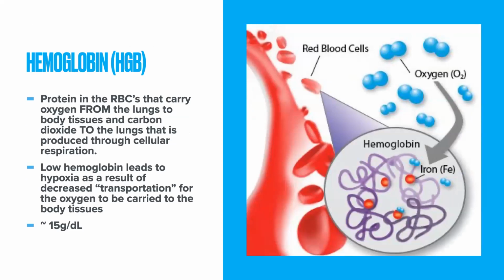Hemoglobin is the protein in the red blood cells that carries oxygen from the lungs to the body tissues and carbon dioxide to the lungs that can be expelled through cellular respiration. Low hemoglobin, though, leads to hypoxia as a result of that decreased transportation for the oxygen to be carried to the body tissues. So if we don't have enough hemoglobin, are we carrying enough oxygen? Probably not, right? And this level is approximately 15 grams per deciliter. And again, hemoglobin is in those red blood cells.